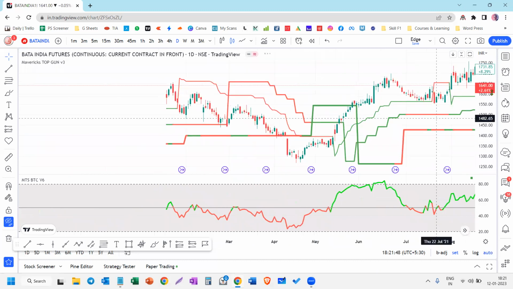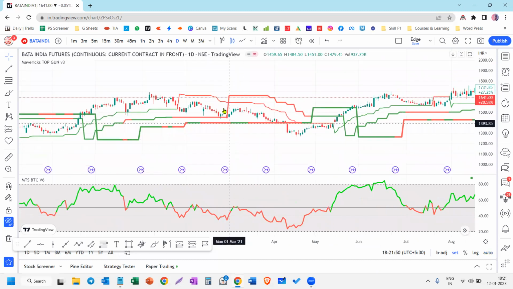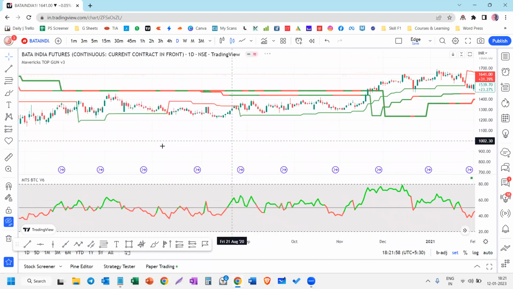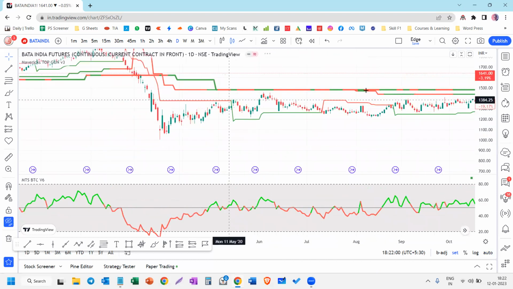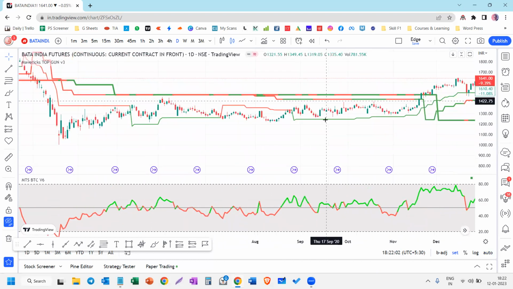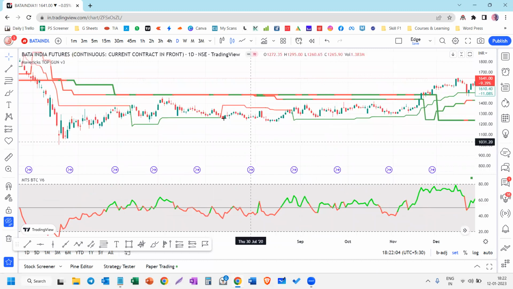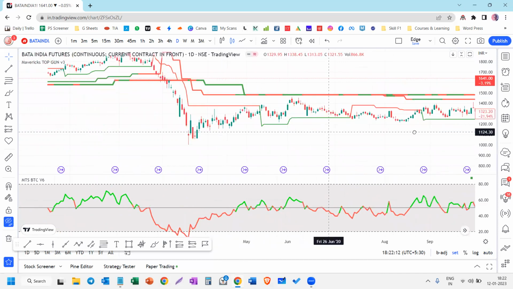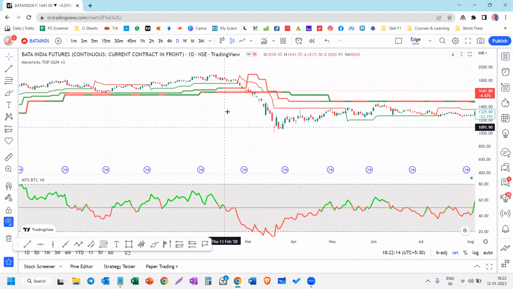See over here. Let's take this example. 1, 2, 3. The price is in between, so you'll not trade. See, the price over here is in between. You will not trade. Over here, the price is below all three. I think the stop loss would get hit over here. It's okay. See over here.